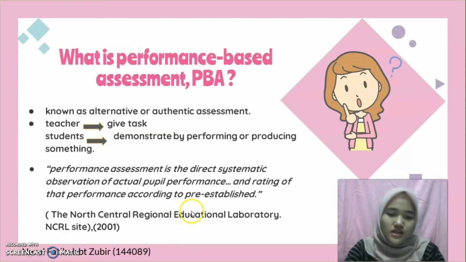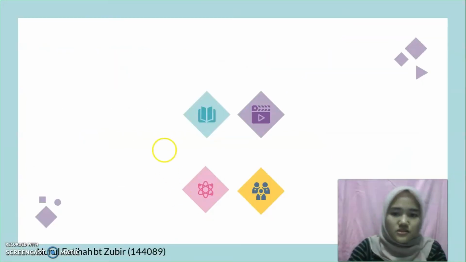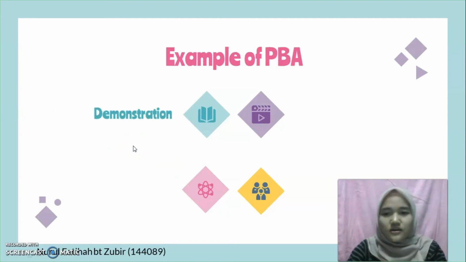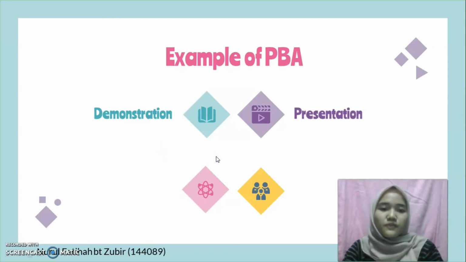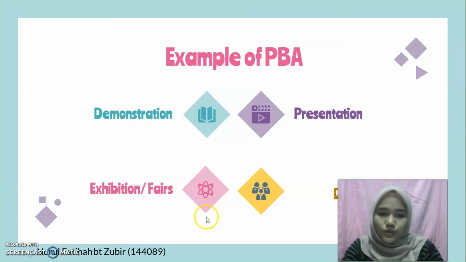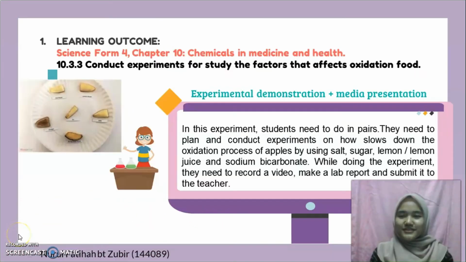So we will see examples of performance-based assessment. First is demonstration, like experimental demonstration, or role play can also be a demonstration. Next, presentation can be oral presentation, media presentation, etc. Exhibitions and fairs, and also debate. So here are the 5 learning outcomes based on performance-based assessment.